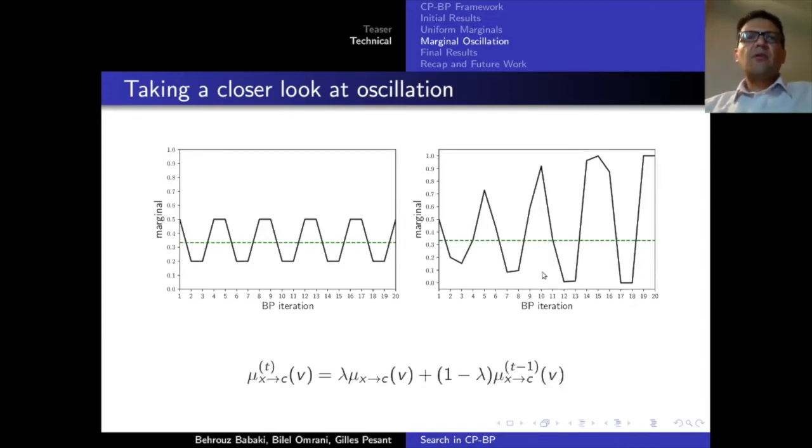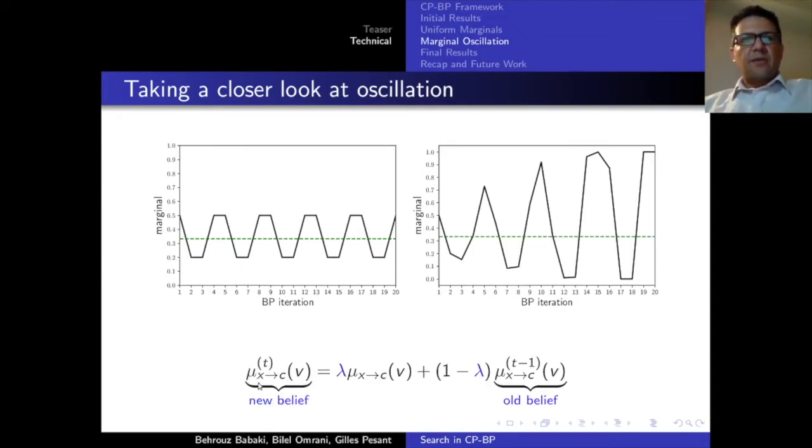There's a known remedy for this phenomenon, which is known as message damping and involves tweaking the message update formula. Here, when calculating the variable to constraint messages, we take the average of the incoming messages and the old beliefs. The parameter lambda is called the damping factor and determines the trade-off between the new message and the old belief.